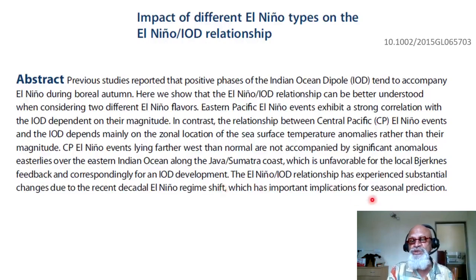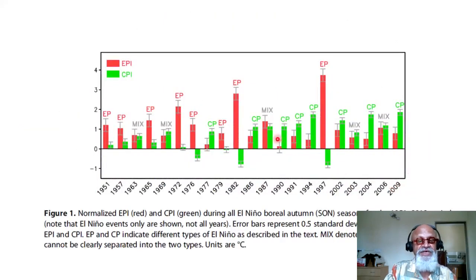Okay, the El Nino IOD relationship has experienced substantial changes due to the recent decadal El Nino regime shift, which has important implications for seasonal prediction. This means the claim is that there are more Central Pacific El Ninos recently, but obviously it's a problem because 2015, 16, 23, 24, 26, 27 are all looking like Eastern Pacific El Ninos. Okay, so here are the El Nino types. We are talking about 1951 to 2009, so before the Eastern Pacific El Ninos have come back.